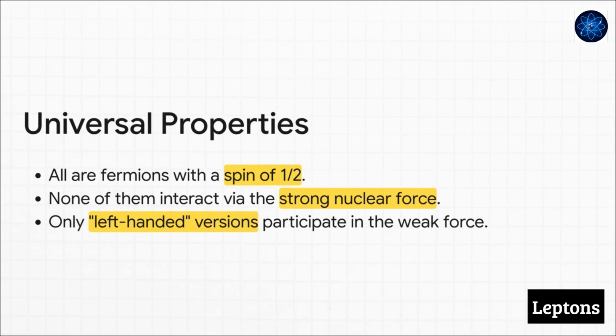And here they are, the unbreakable family rules. 1. They all have that spin of 1/2. 2. Like we said, none of them feel the strong nuclear force. And 3, and this one is genuinely one of the weirdest things in all of physics, only the left-handed versions of these particles care about the weak nuclear force. You can think of it like their spin making them either left or right-threaded screws. For reasons we still don't totally get, the weak force just decided it's only going to talk to the left-handed ones. It's a fundamental quirk of our universe.